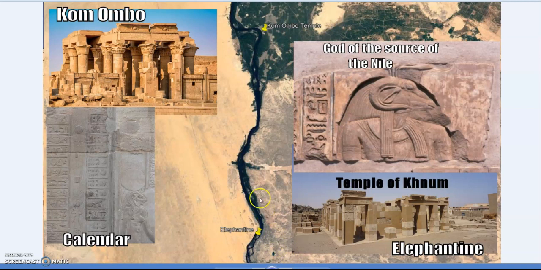So back down south, and we have the Kom Ombo Temple and the Elephantine Temple. At Elephantine, we have the Temple of Khnum. He was the god of the source of the Nile River. The Egyptians surely had expeditions further up. They knew the Nile went further. They knew Nubians were there, but in a symbolic sense, this was considered the source of the Nile.